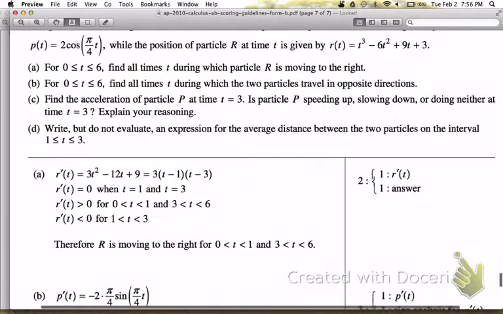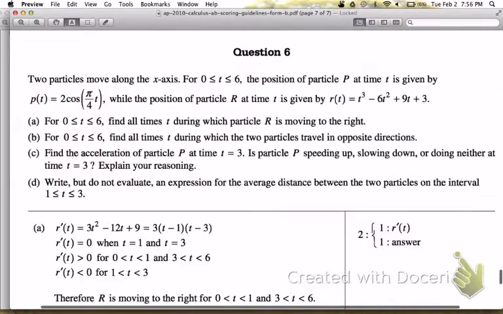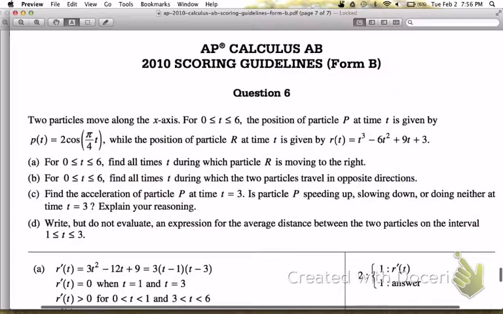All right, so far we have 5 points on this problem. Let's see how many more we can get from part C. Part C says, find the acceleration of particle P at time t equals 3. Is the acceleration of the particle speeding up, slowing down, or doing neither at time t equals 3? Explain your reasoning. So remember that acceleration is the derivative of velocity. So in part B, we just found the velocity function for P of t. So now we need to take the derivative of that function in order to find the acceleration function, and we'll plug in 3.